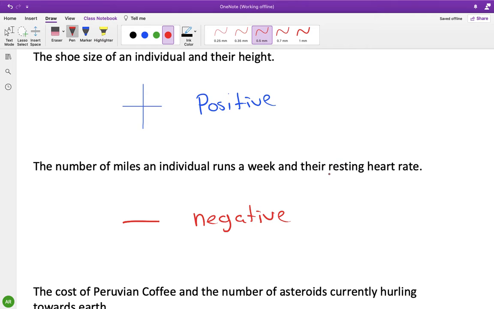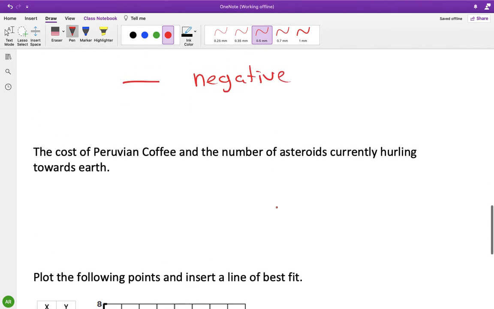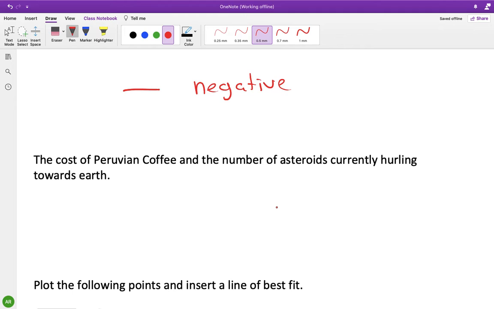So sometimes students get caught up on like, well, I thought running would be a positive thing. It is a positive thing, right? And your lower resting heart rate is also a positive thing, but the correlation between those are negative. So just keep that in mind. All right. Last example I have here is the cost of Peruvian coffee and the number of asteroids currently hurling towards Earth. All right. No correlation.